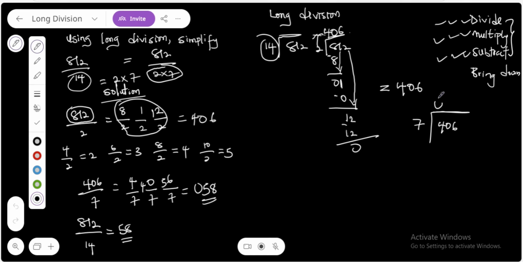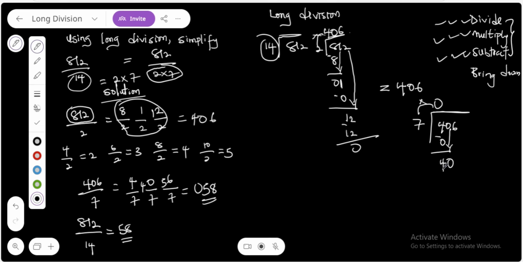4 divided by 7 is 0. You can't get a 7 from 4, right? So the next thing would be to multiply. You multiply 0 times 7, that gives us 0. After multiplication, you subtract. So that 4 minus 0 is 4. Having carried out the 3 steps, you bring down the next digit, which is 0. Now we have 40. So you perform the 3 steps now using 40.